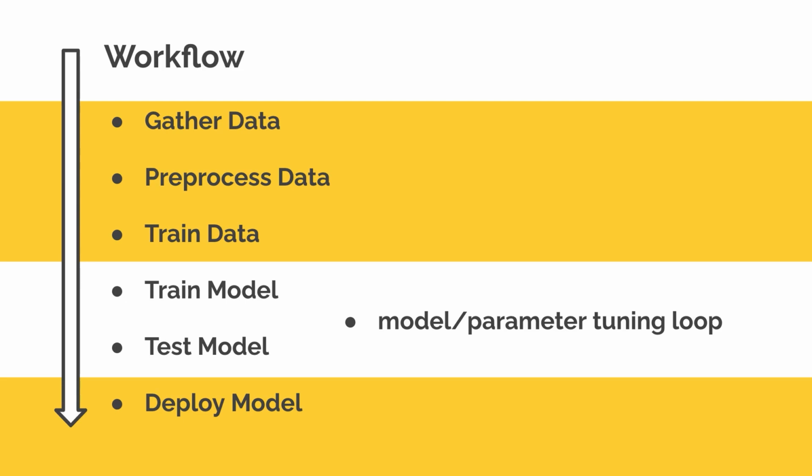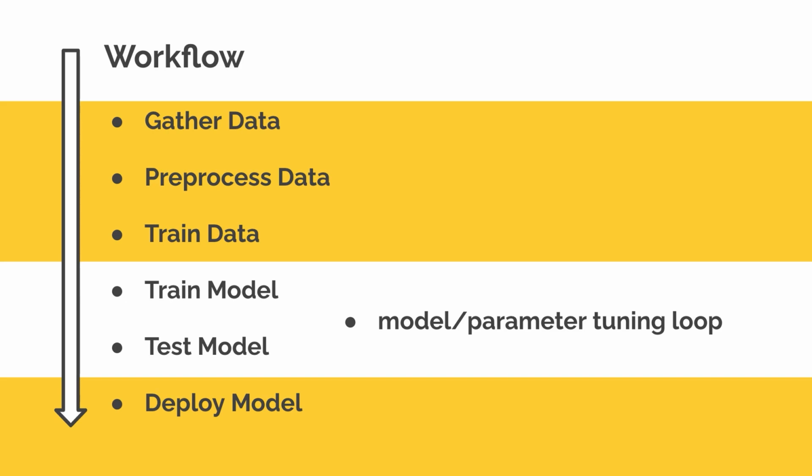Then the next step is training your data and feeding it to your model to train your model. And after that, you test the model. And this training the model and testing the model, this is highlighted here because it's part of what's known as a model parameter tuning loop. So this is where your machine learning algorithm learns and improves. You will train it and test it and then repeat, train, test, and you keep improving the training with every iteration of this loop. You train, then you test, you train, then you test.